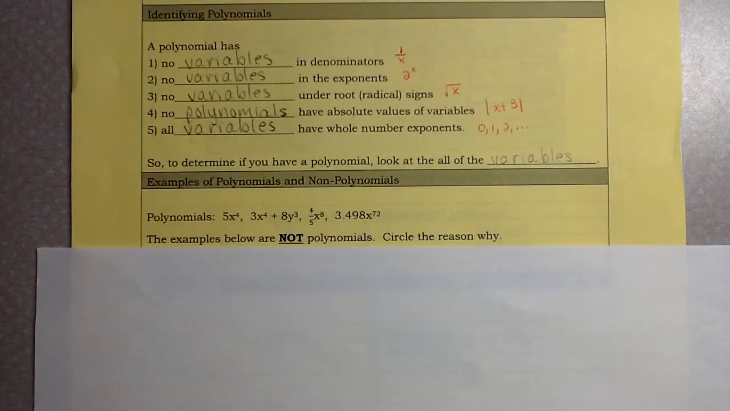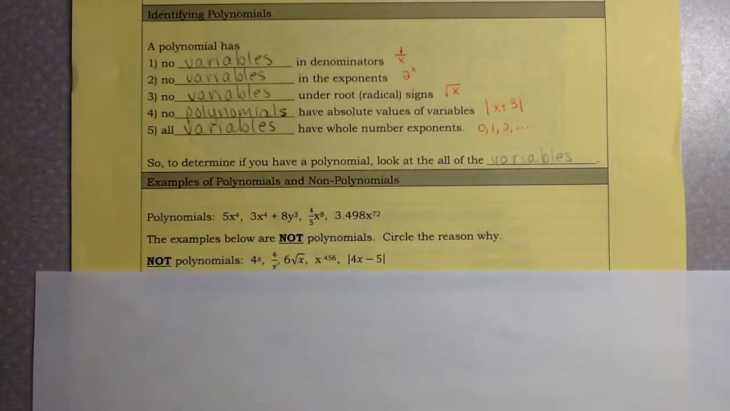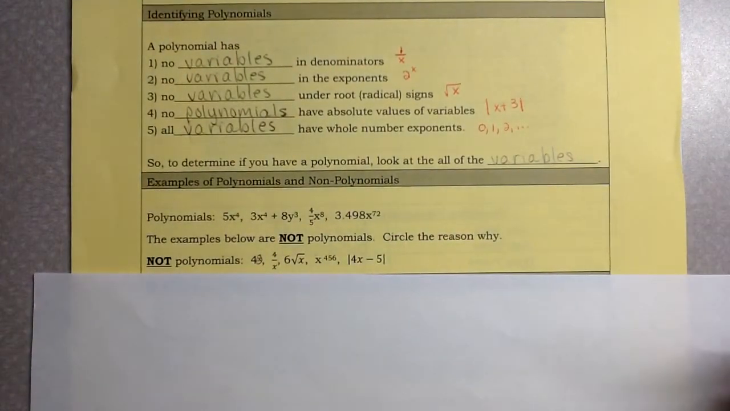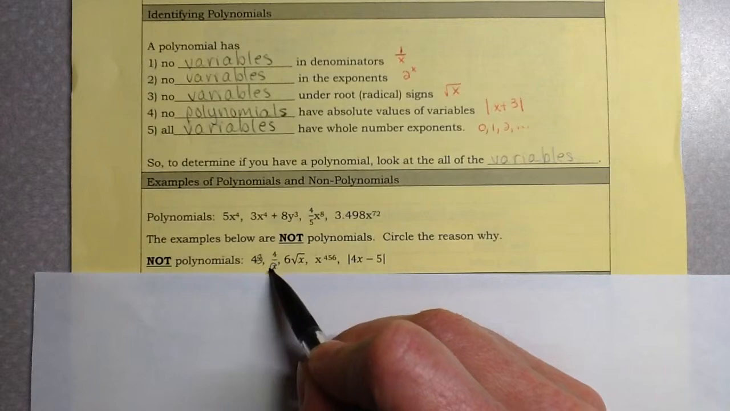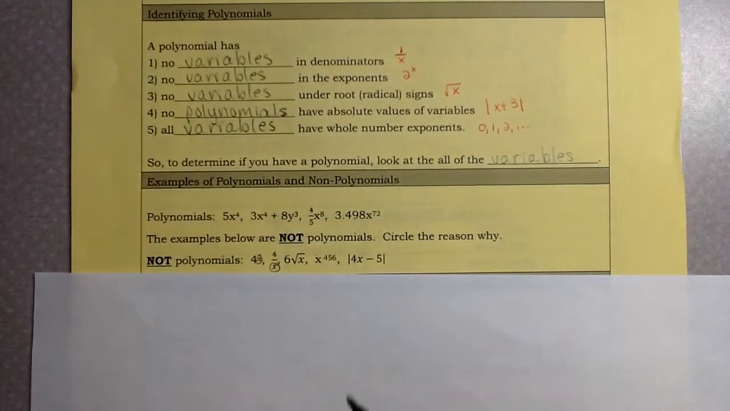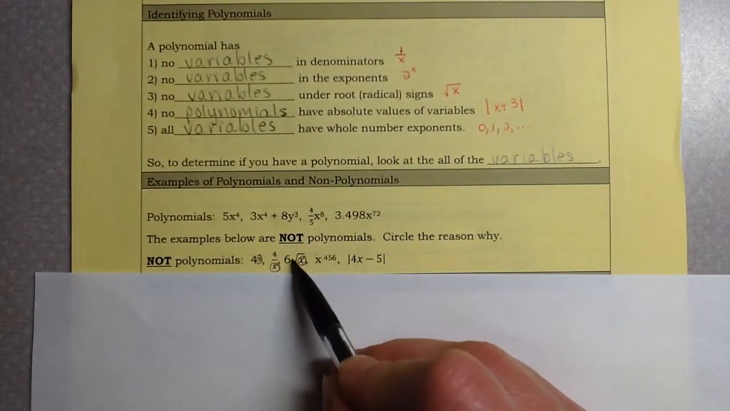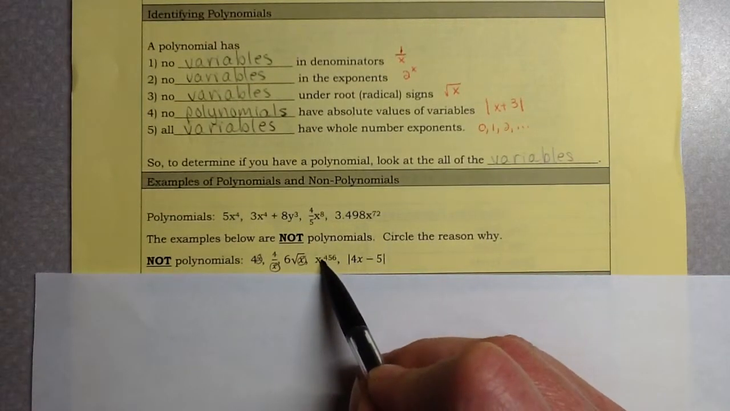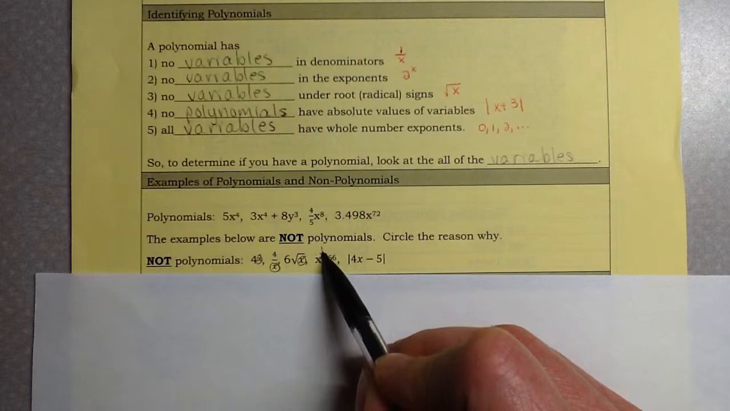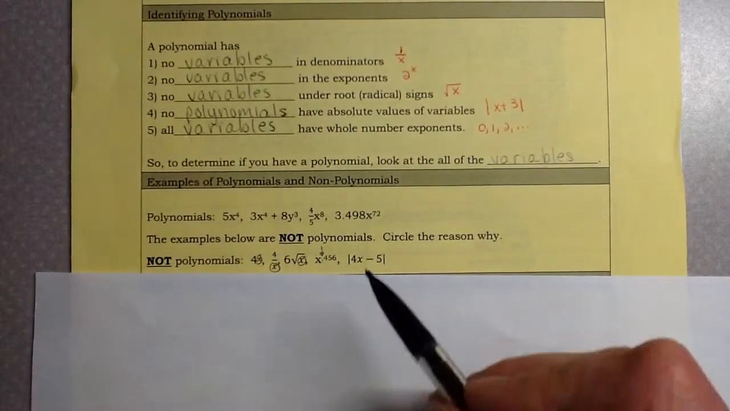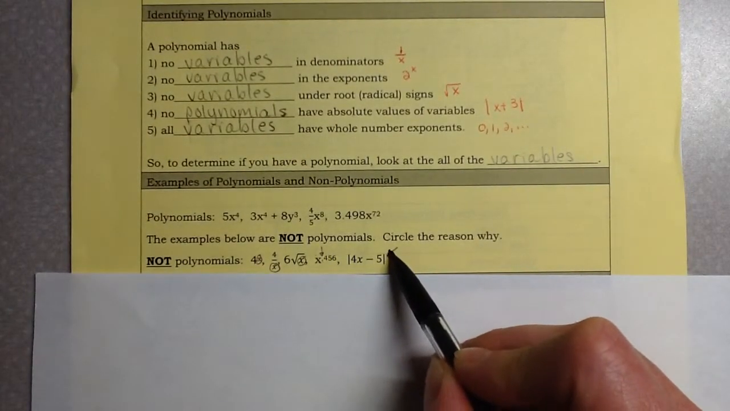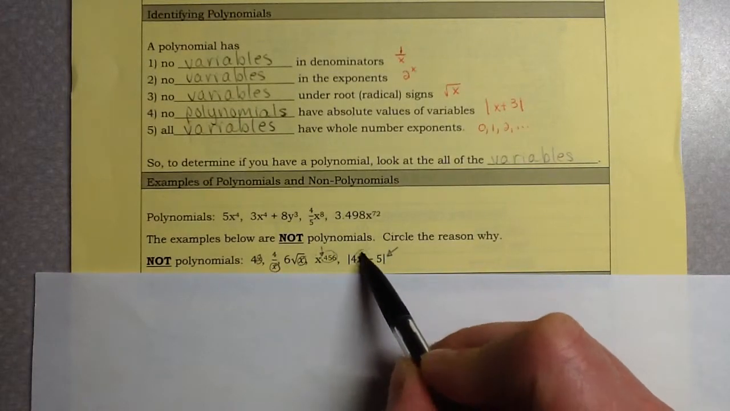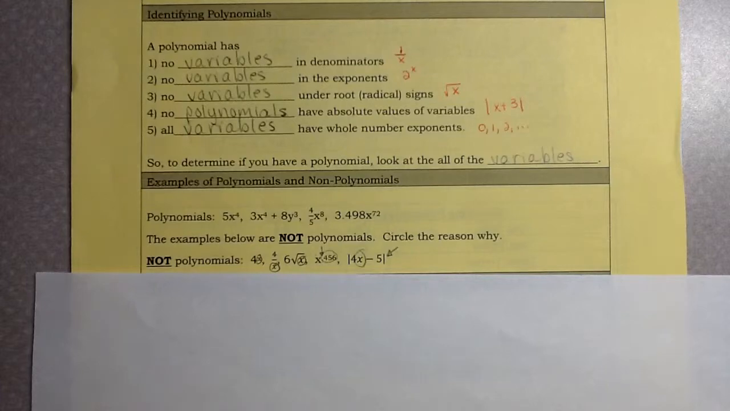So here are some examples that are not polynomials, and we're going to circle why they are not. This one has a variable in the exponent. This one has a variable in the denominator. This one has the variable underneath the square root sign. And this is kind of hard to see, but there's a decimal here, so it's not a whole number exponent. So we'll circle this. And this one has a variable inside the absolute value sign.